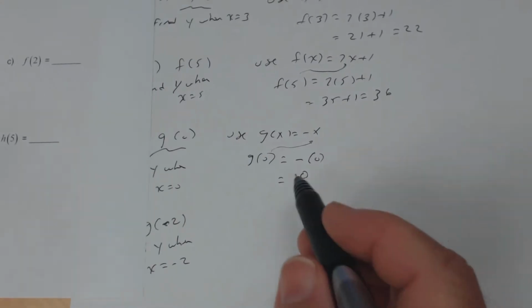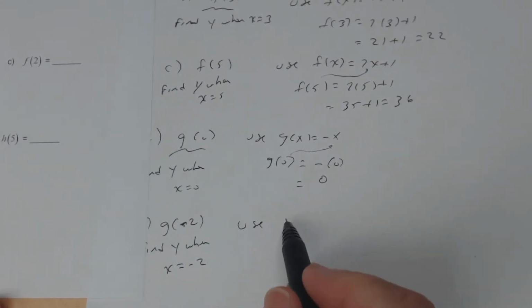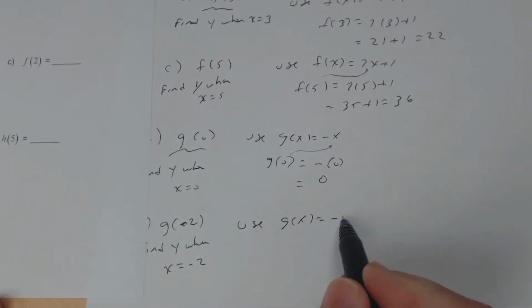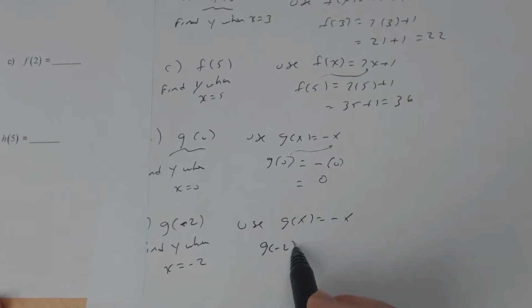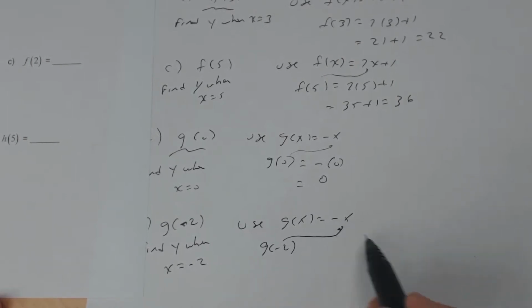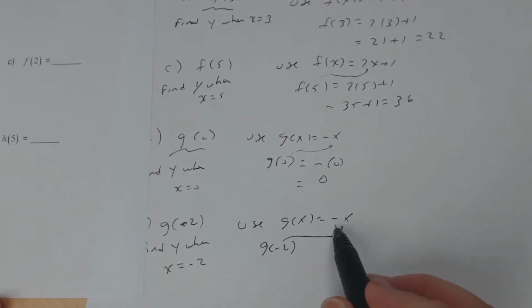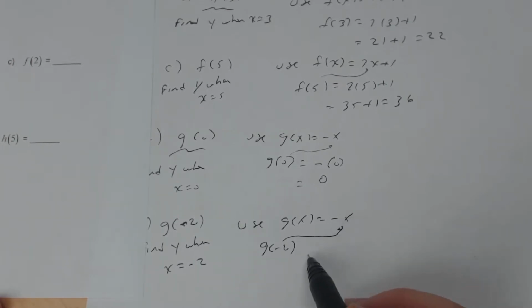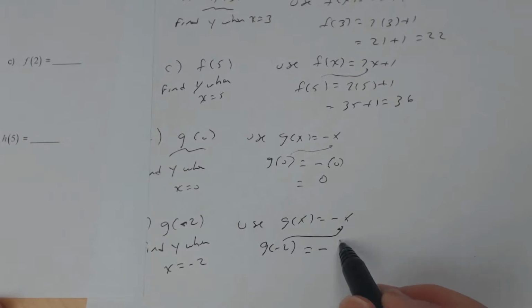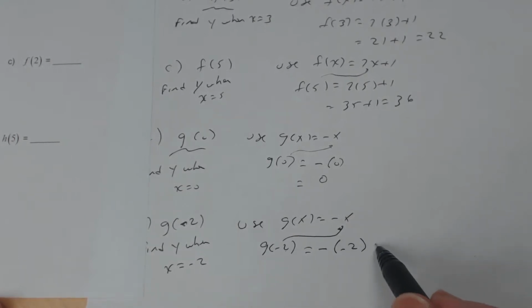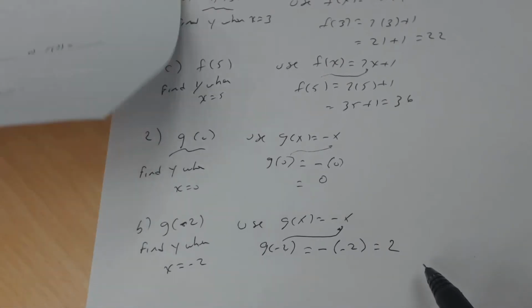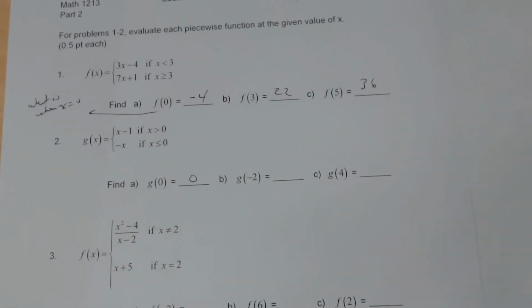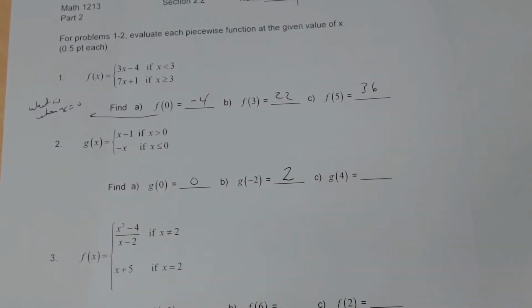I'm going to use g of x equals negative x. So to find g of negative 2, wherever I see the variable x, I'm going to plug in negative 2. But be careful, you still have that negative out here. When you read this, this has become the opposite of x, and x is negative 2. So the opposite of negative 2 is a positive 2. So g of negative 2 is a positive 2.